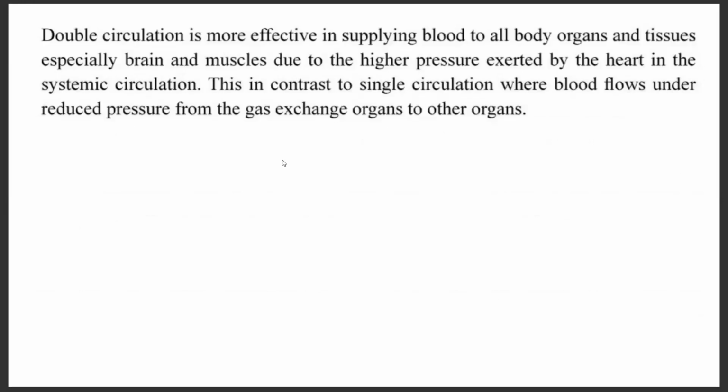Double circulation is more effective in supplying blood to all body organs and tissues, especially the brain and muscles, due to the higher pressure exerted by the heart in the systemic circulation.